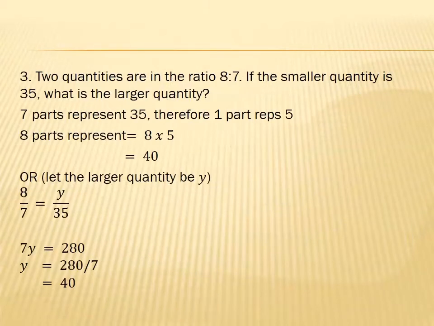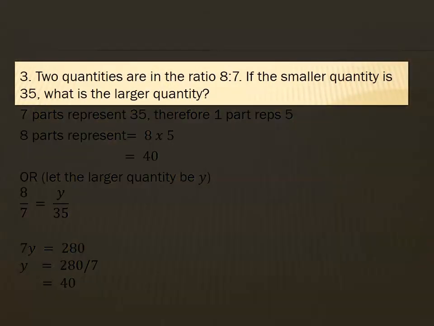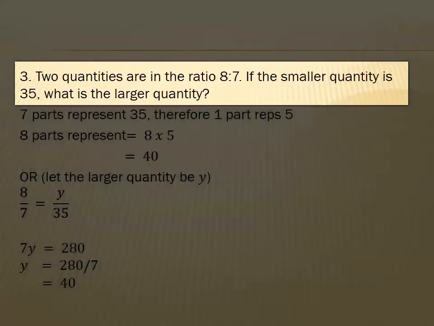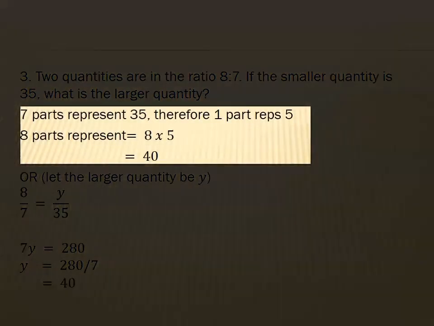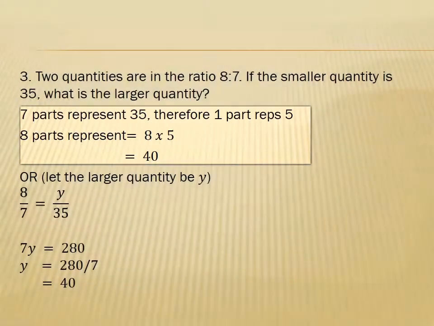In number 3, 2 quantities are in the ratio 8:7. If the smaller quantity is 35, what is the larger quantity? So 7, being the smaller quantity, represents 35. Therefore, 1 part will represent 5. So 8 parts will represent 8 times 5, which is equal to 40.